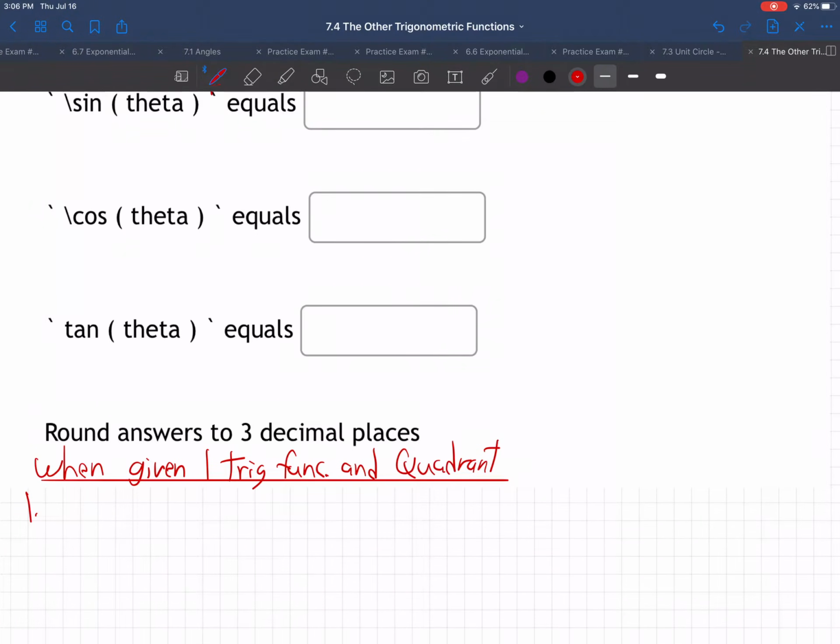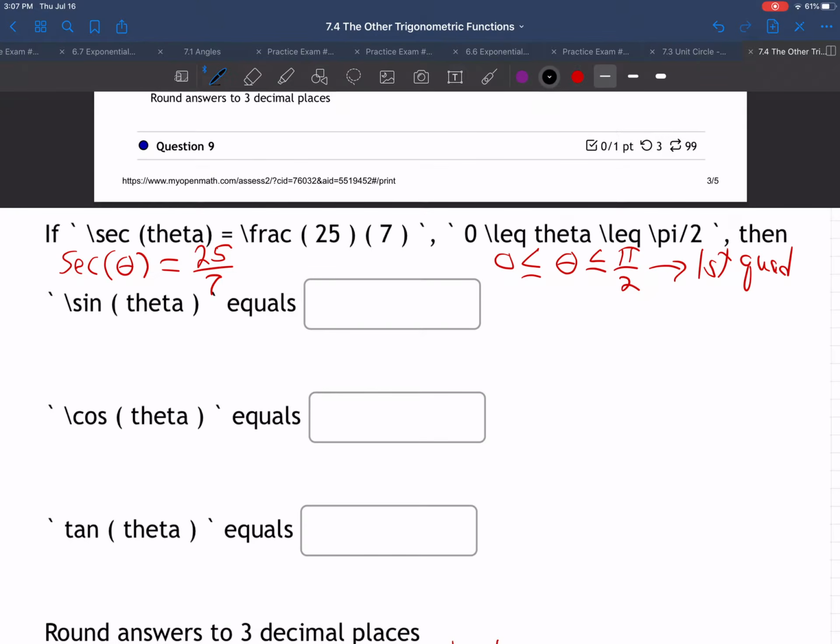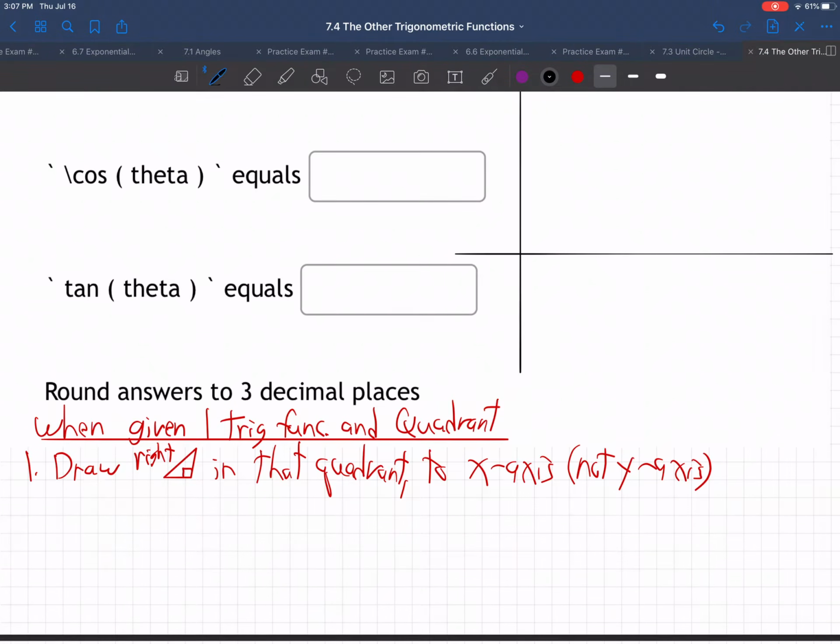Well, step number 1 is you draw a right triangle in that quadrant to the x-axis, not the y-axis. That's important. Okay, so let's do that. Let's start with our triangle. So, and I should have said from the origin.